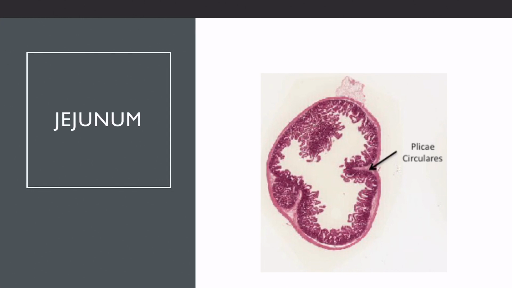The jejunum has the same general four-layer structure as the duodenum, with some notable differences. Both the wall and lumen of the jejunum are thinner than those of the duodenum. We also begin to see folds of the submucosa called plica circularis. These are responsible for increasing the surface area of the overlying mucosa. Unlike the duodenum, the jejunum is intraperitoneal and is therefore covered by a serosa instead of adventitia.